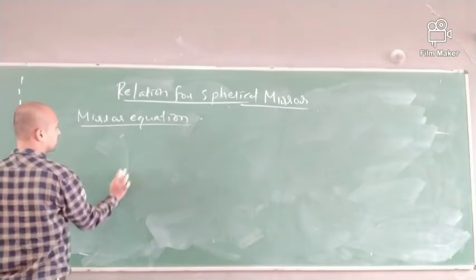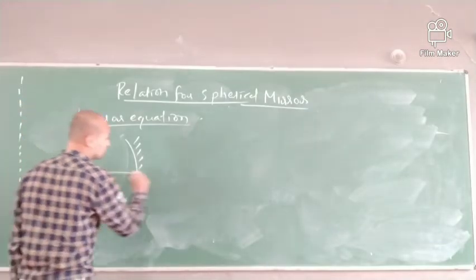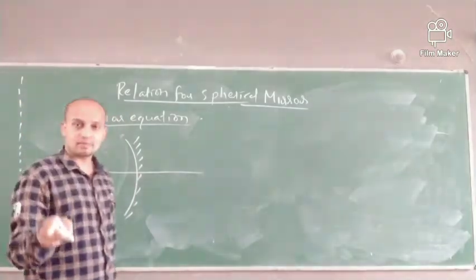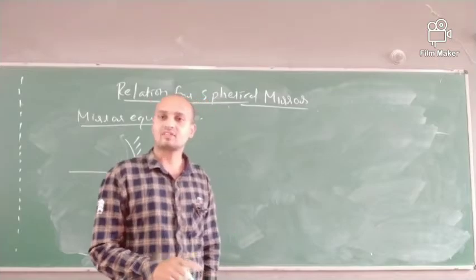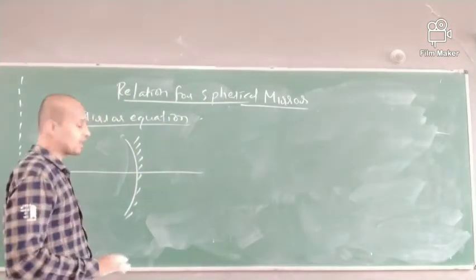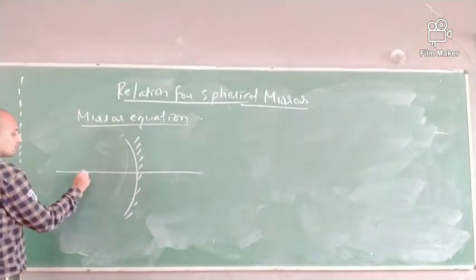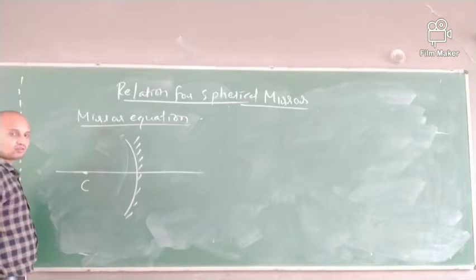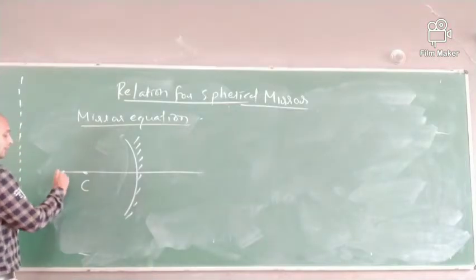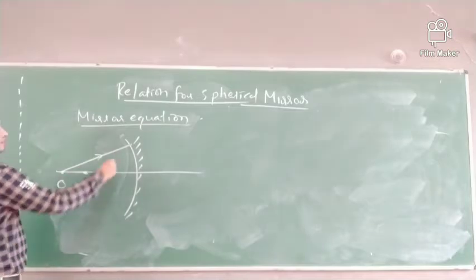Let us consider the same assumptions. What are the assumptions? The aperture of the mirror has to be small and the rays have to be parallel. With these two assumptions I am doing this, and that's why I gave those assumptions first. Let us take one concave mirror. This is the center of curvature. Let us take one point object.